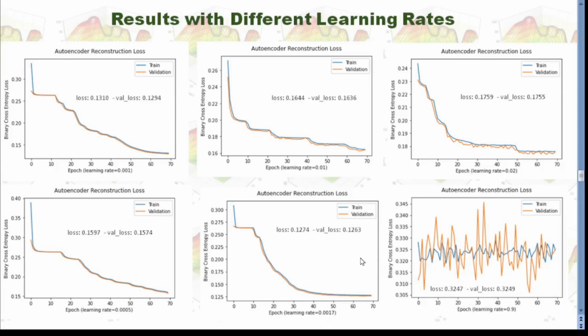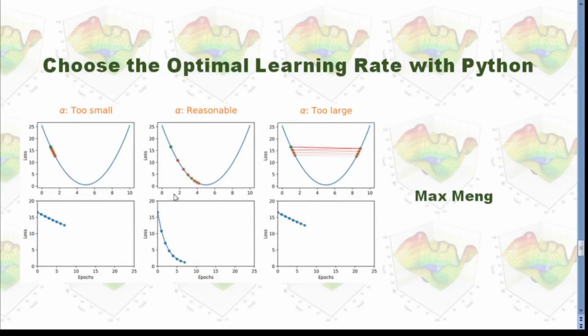And in this model, we just manually change the learning rate. So for each learning process, this learning rate is fixed. In the future, I'm going to make another video to show you how to decide this learning rate with the program without manually changing the value of the learning rate. This is how you can choose the optimal learning rate with Python.